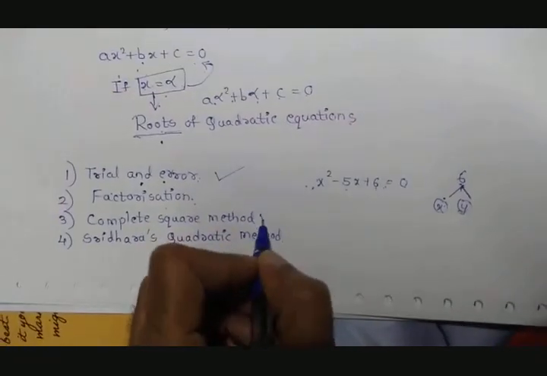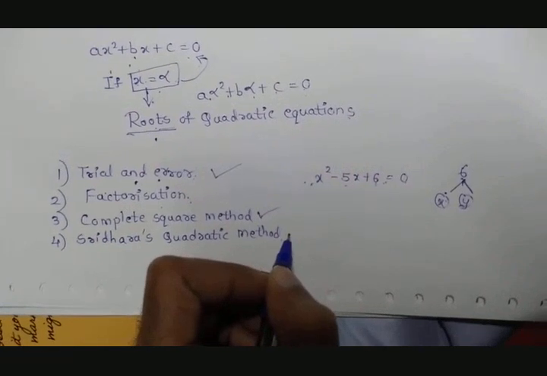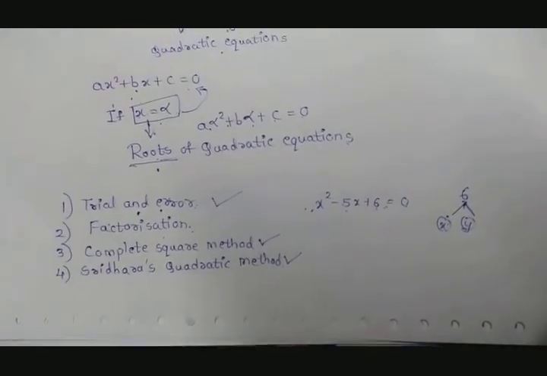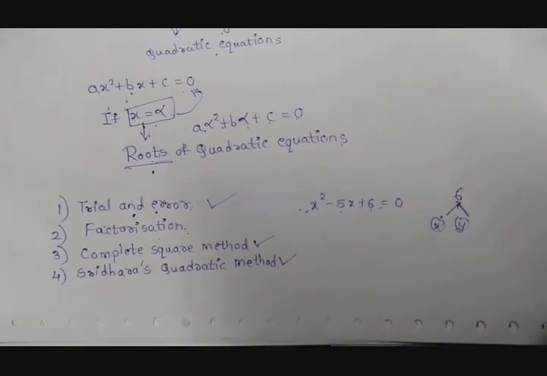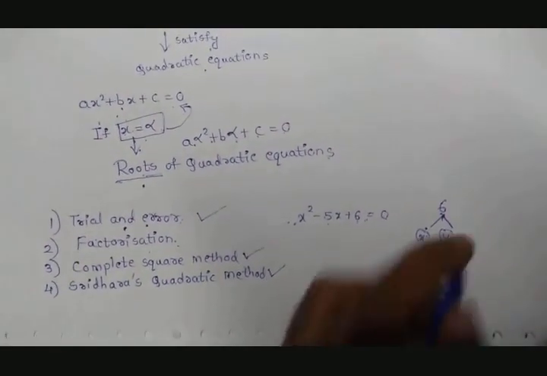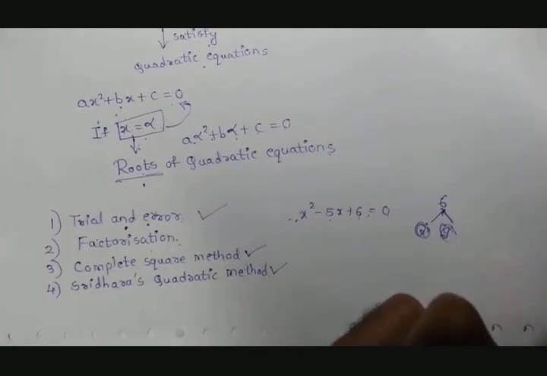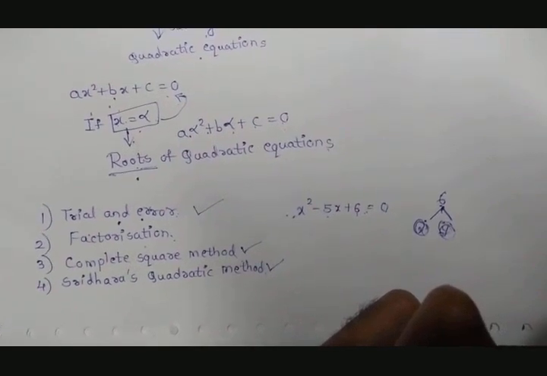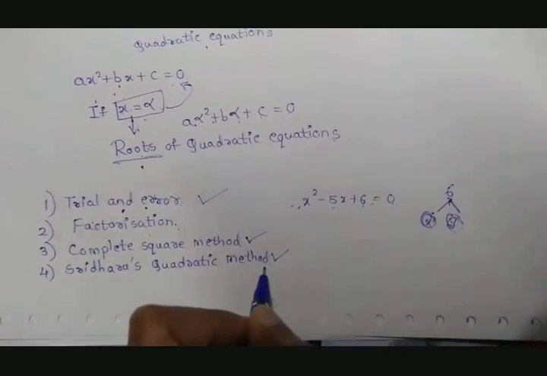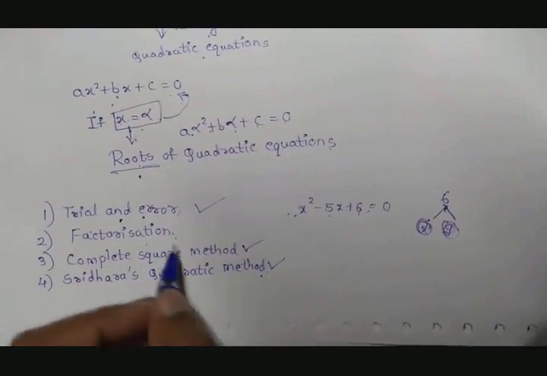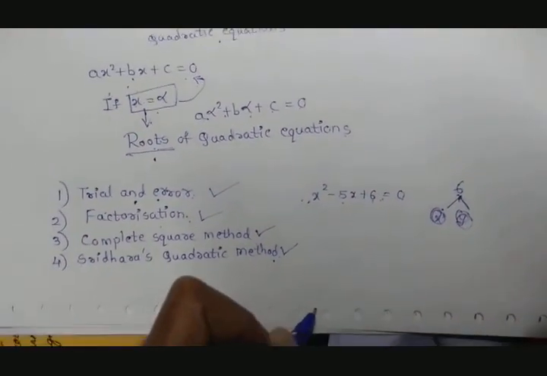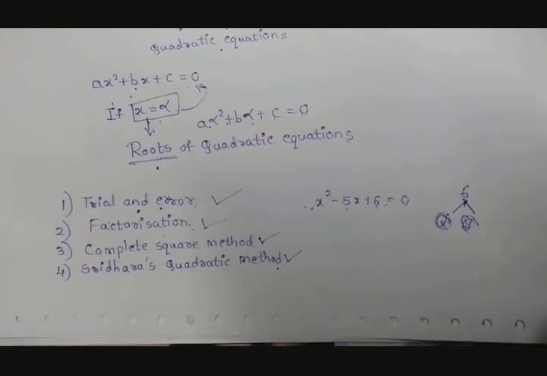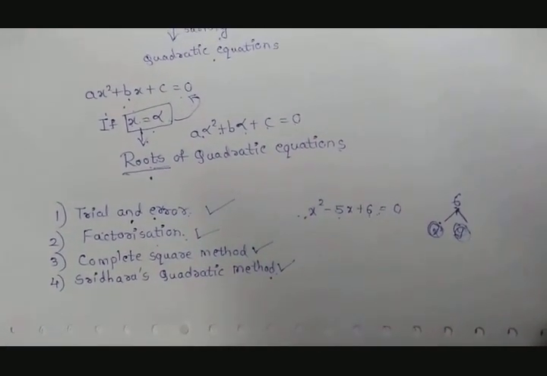The completing the square method is a totally new method, so you will be studying it in the later classes. Sridhara's quadratic formula is the most efficient way of solving a quadratic equation. It is usually used when we can't find the values during the factorization method. So in today's class we will be discussing only the factorization method. We studied it in 9th class, so we will study it again and then move on to the next methods.